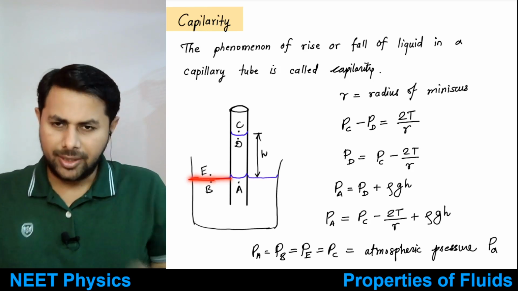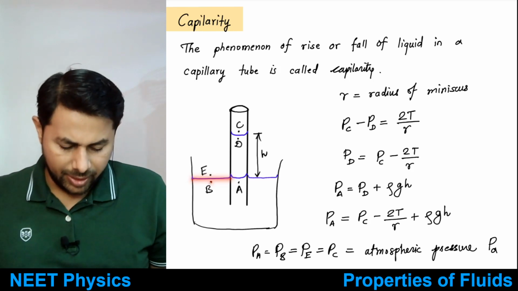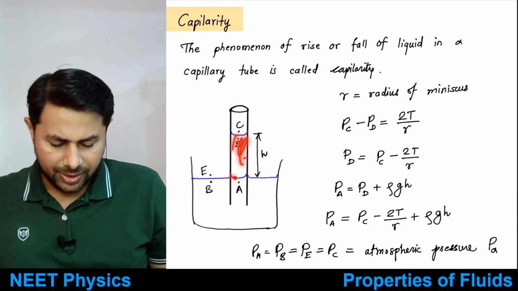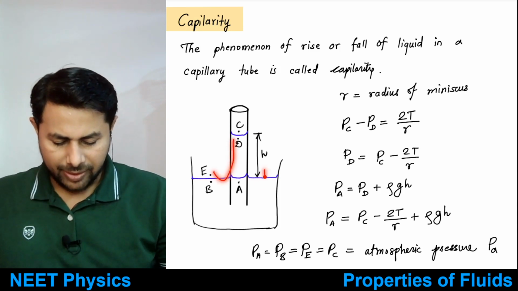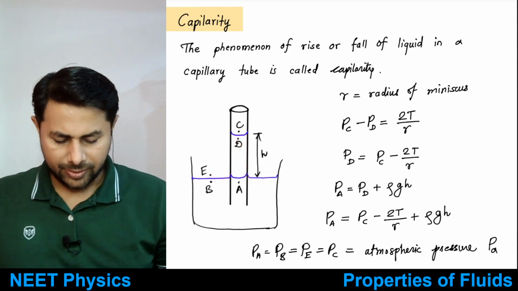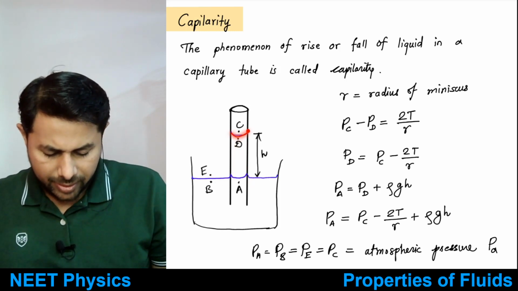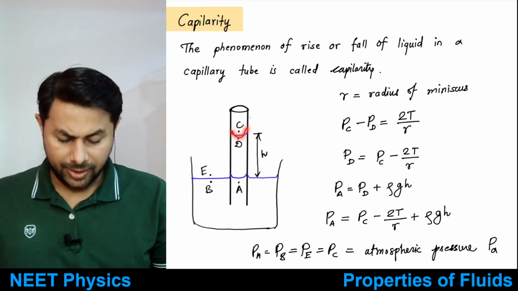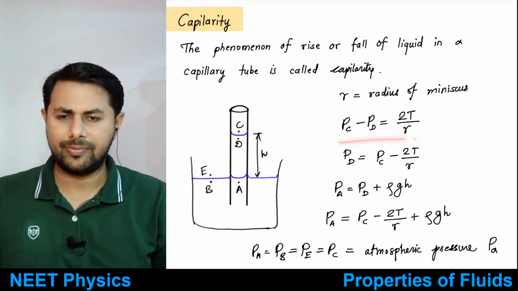Because if you consider a point in the interior, the free surface would be flat. But now suppose the capillary tube is just dipped in. So suppose the liquid level here goes up. Then the meniscus at the top would be the concave meniscus only. So pressure at this point C and pressure at the point D, this is the relation between them.